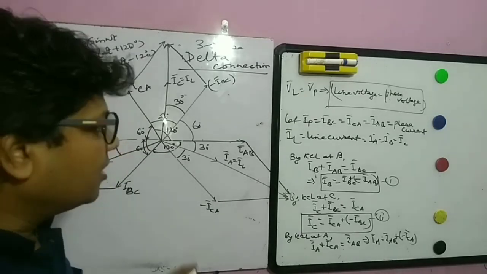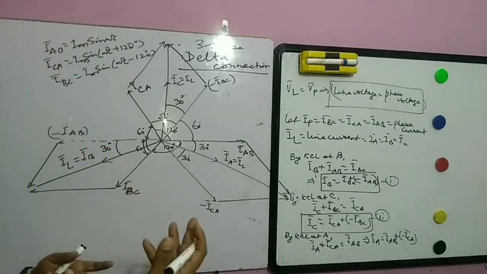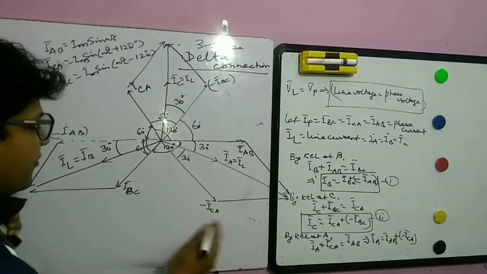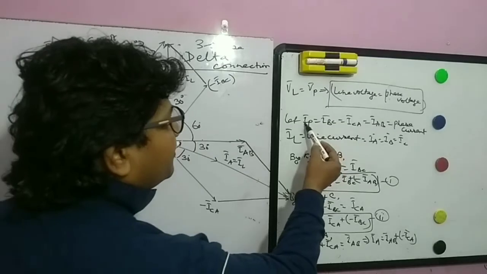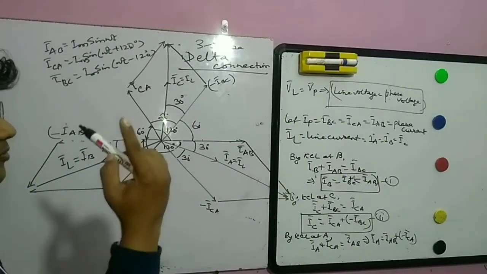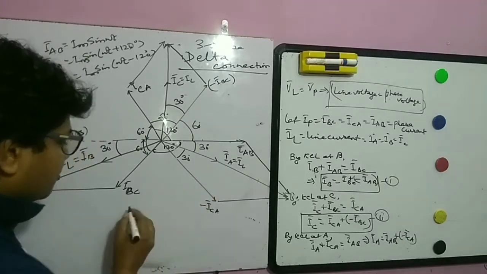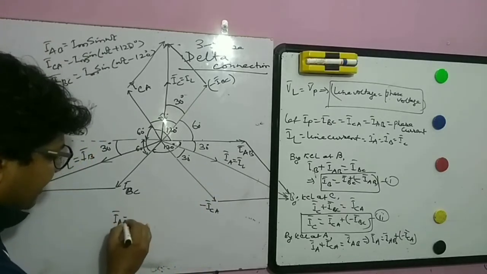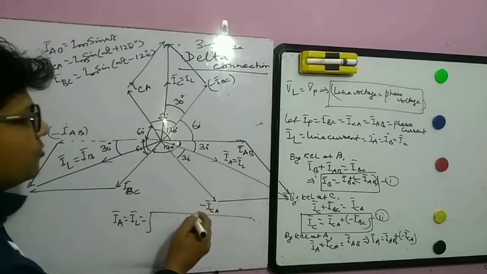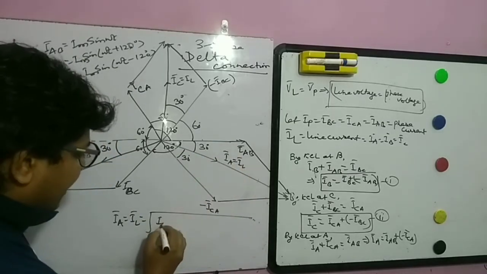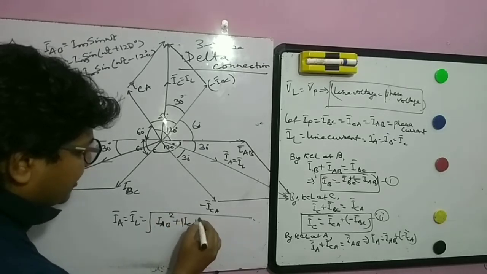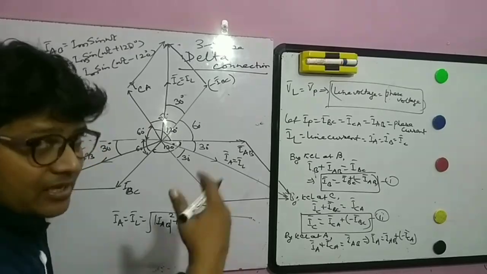Now we have to find out the magnitude of the line current. So we can take any of it. Because this is balanced, so one line current we can calculate. So what will be IL? IA will be equal to IL. This is the phasor sum of two phasors, IAB and ICA. We take only magnitude.